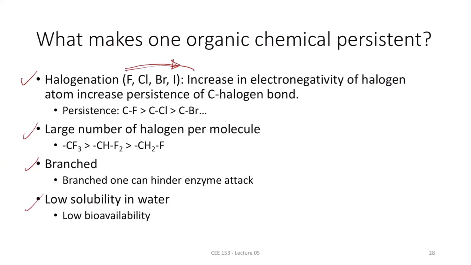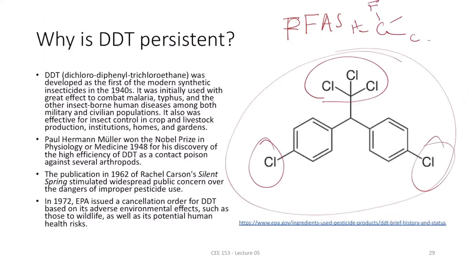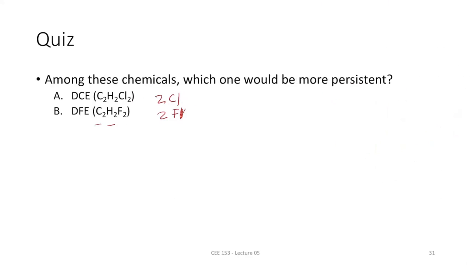Fluorine is more electronegative. So that means anything with fluorine will be very much more persistent than anything else. So that's why, if you see, the answer is A, because it has fluorine. Oh, I'm sorry, the answer is B, because it has fluorine.